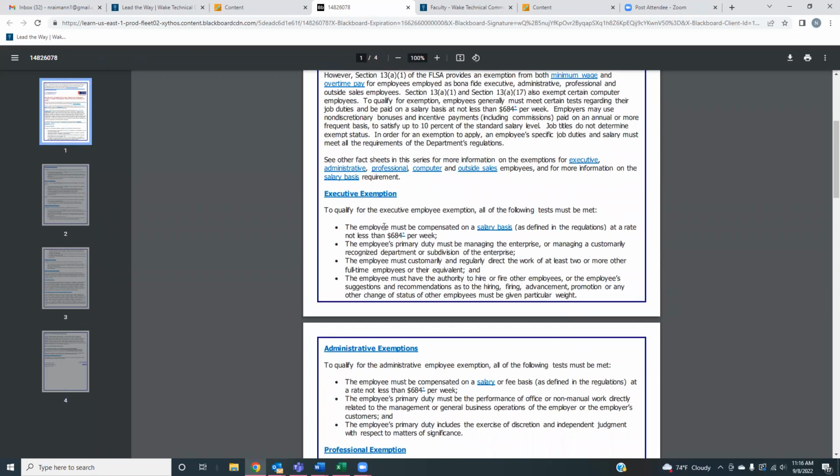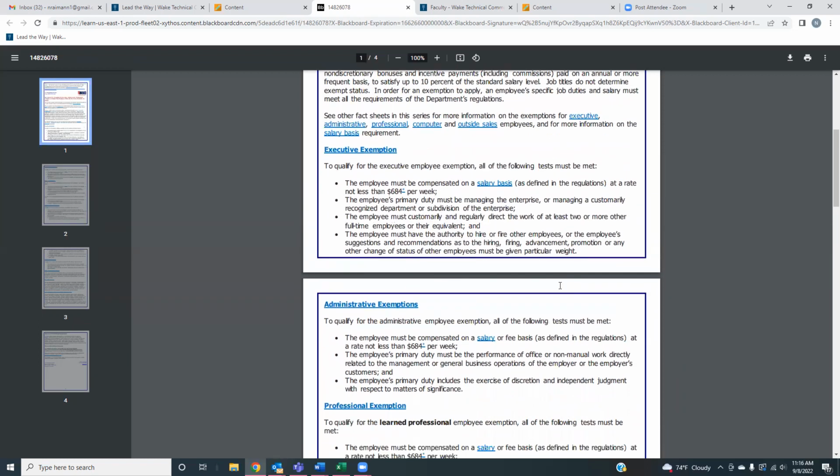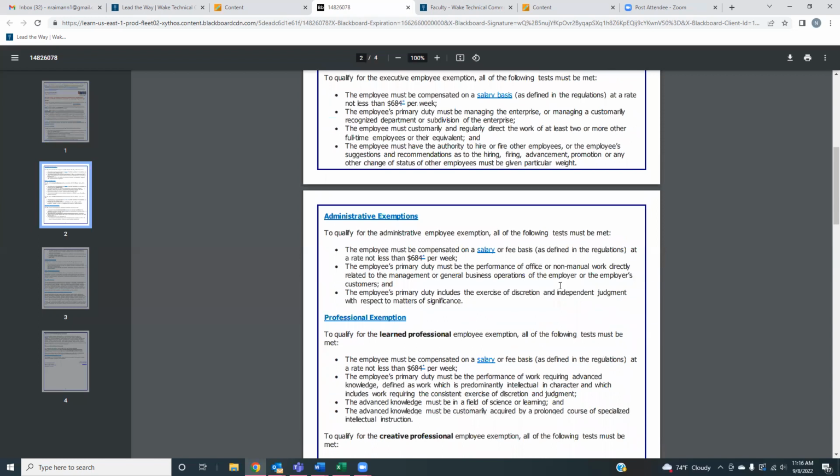But again, double check your answers, because I am seeing some that are not correct. And I want to make sure that you fully understand how to classify employees correctly.